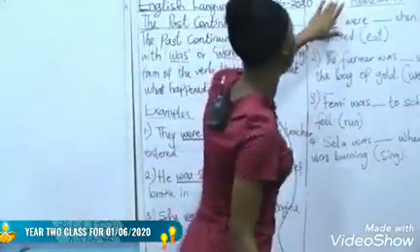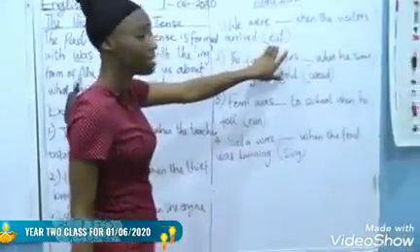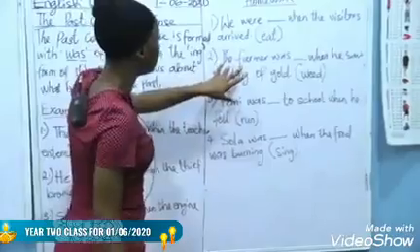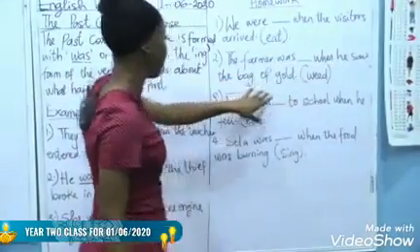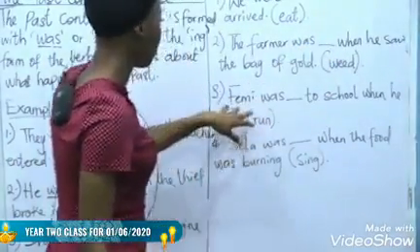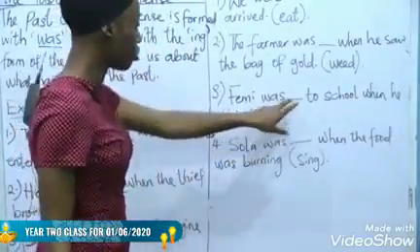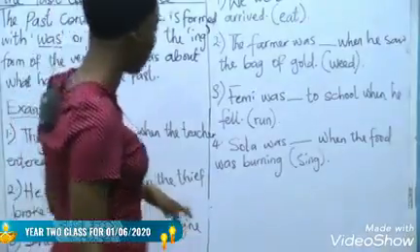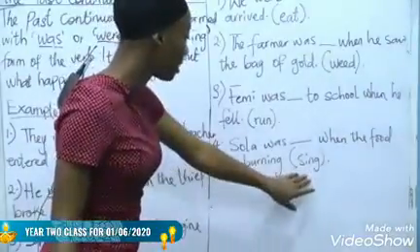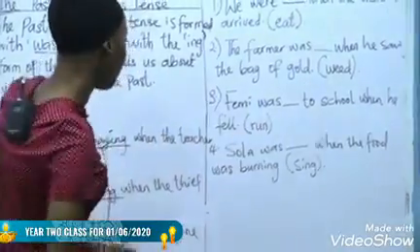Now this is our assignment, our homework. We were dash when the visitor arrived. We have the verb in the bracket, so you write what will be here. The farmer was dash when he saw the bag of gold. What was the farmer doing? You write it here. Phoebe was dash to school when he fell. We have run in the bracket, so you give us the past continuous form of it. Then Sola was dash when the food was burning. We have sing in the bracket. You give us the past continuous form of it here.